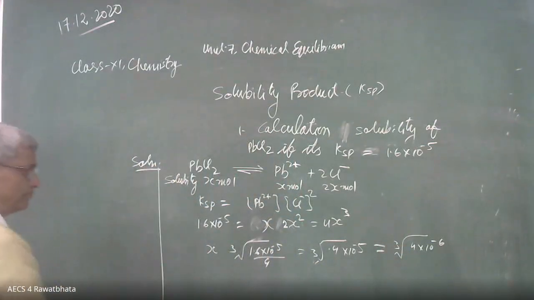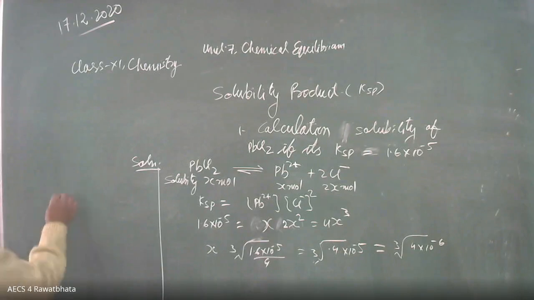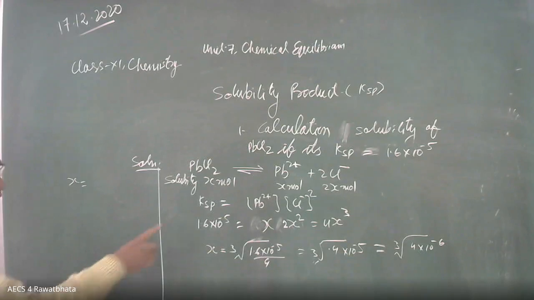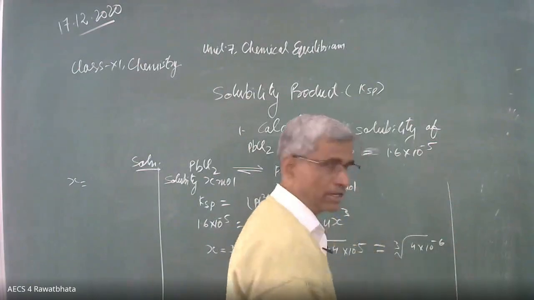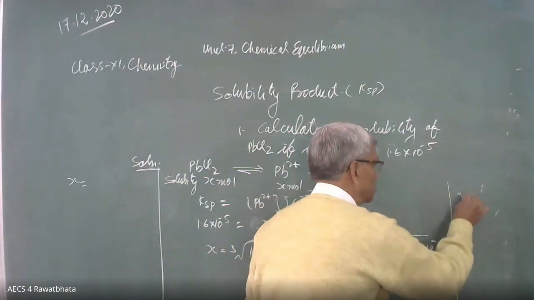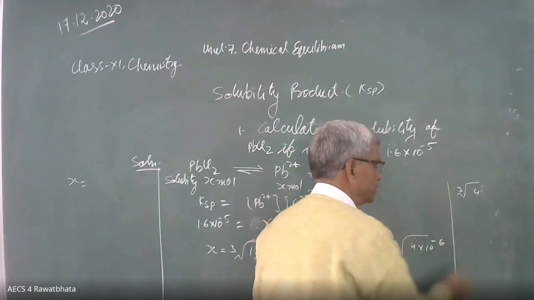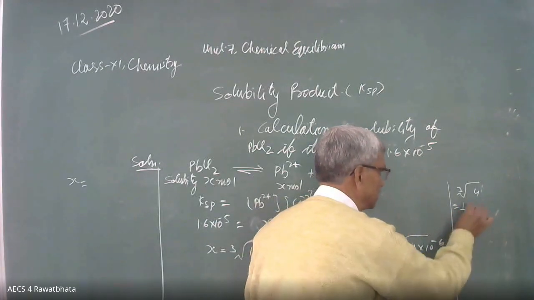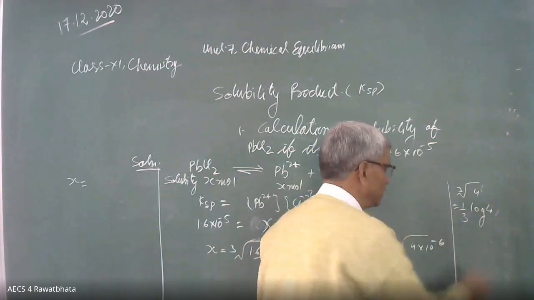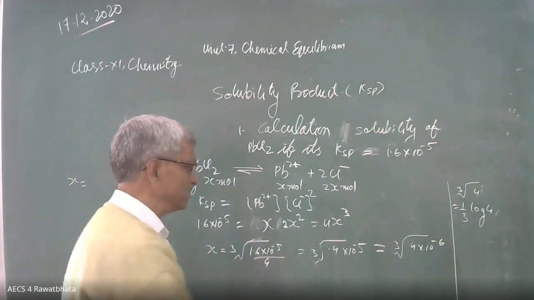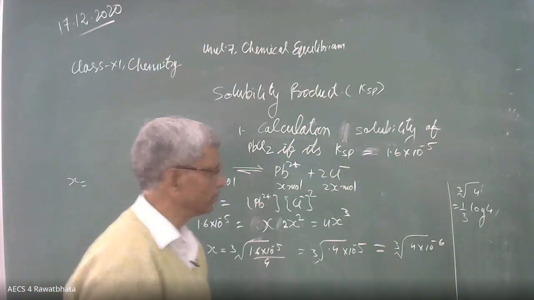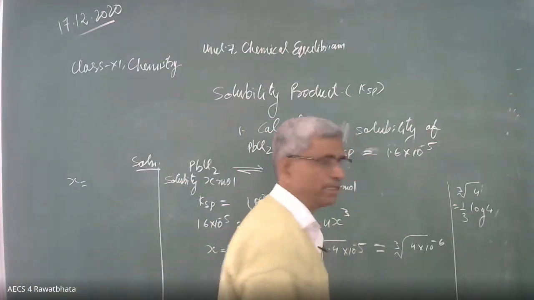Finally, x is equal to the cube root of 4. How to take its cube root? Here is the rough work. Cube root of 4 is equal to 1 by 3 log 4. If there is any calculation mistake, please tell me. Somewhere there may be some multiplication problem. So it is 1 by 3 log 4.